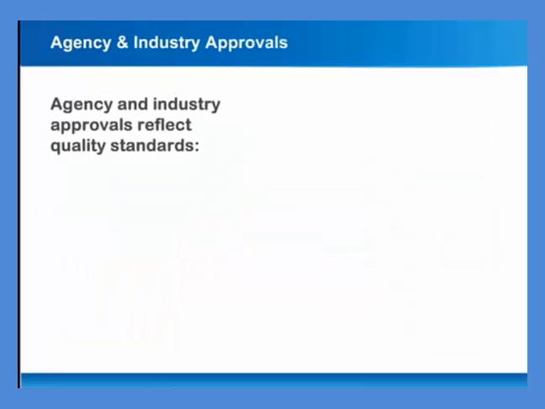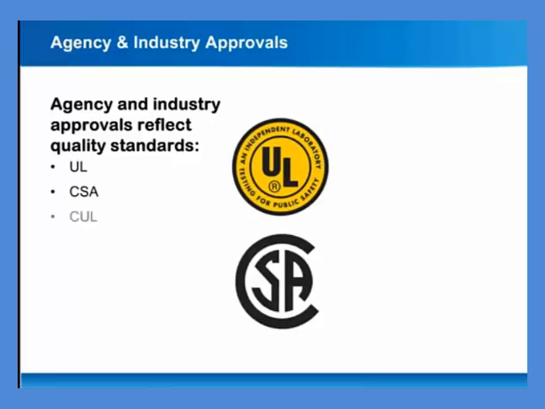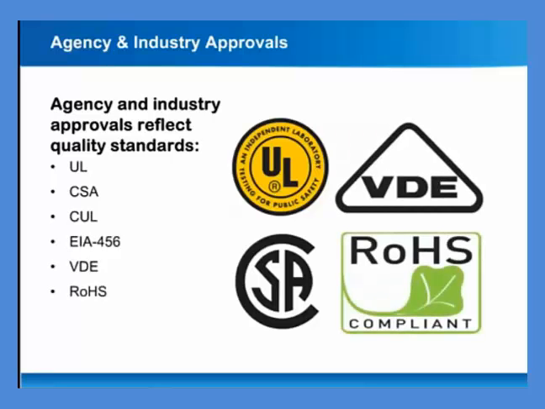Manufacturers may have different agency approvals for their capacitors or the plants that manufacture them. This can reflect quality standards that have been achieved. These include agency or industry standards of UL, CSA, CUL, EIA 456, VDE, and RoHS. ISO is a manufacturing process standard that is also significant among manufacturers.